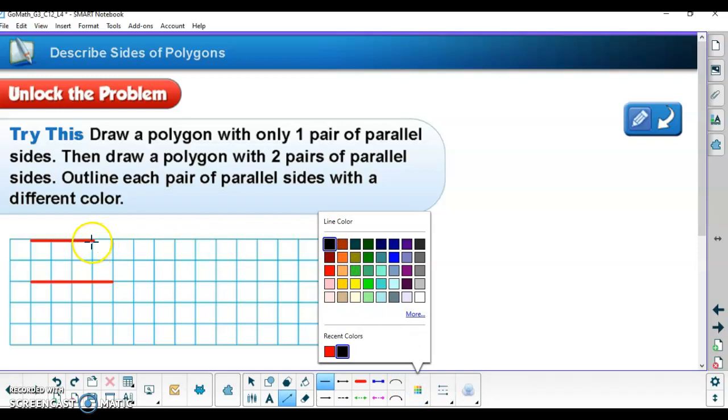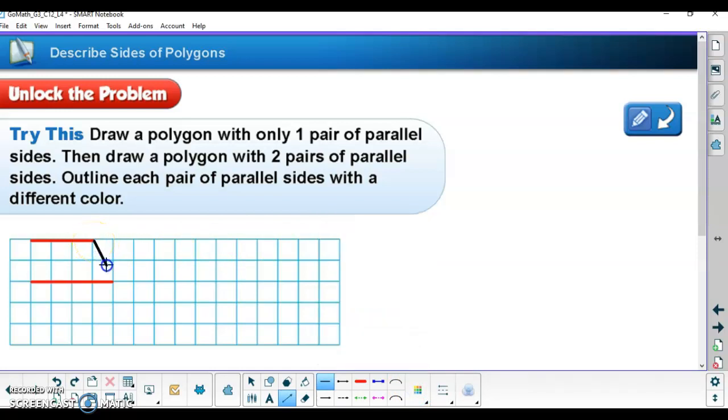The other lines cannot be parallel. So I kind of drew this one at an angle. Okay, so you can see that one's at an angle. And then this one is straight. So if you look at these lines, right here we have 1, 2, 3, and then this little piece here. And then up here we have 1, 2, 3, and a smaller piece.